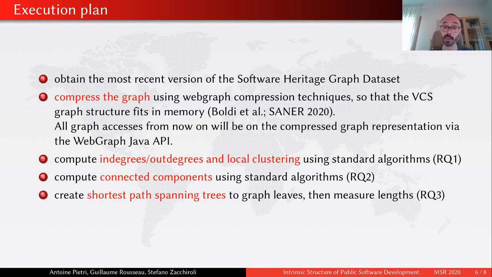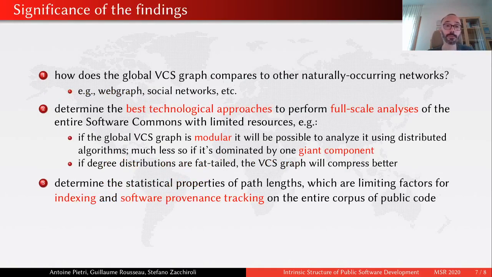So once the graph fits in memory, we will apply standard techniques for answering the three research questions about in degrees, out degrees, about connected component sizes, and about shortest paths of interest. So we expect that the findings will shed some light on various aspects that are interesting for MSR and user research. In particular, we will find out how this VCS graph, the global VCS graph, compares to other naturally occurring networks that are studied in other fields, like web graph or social networks.